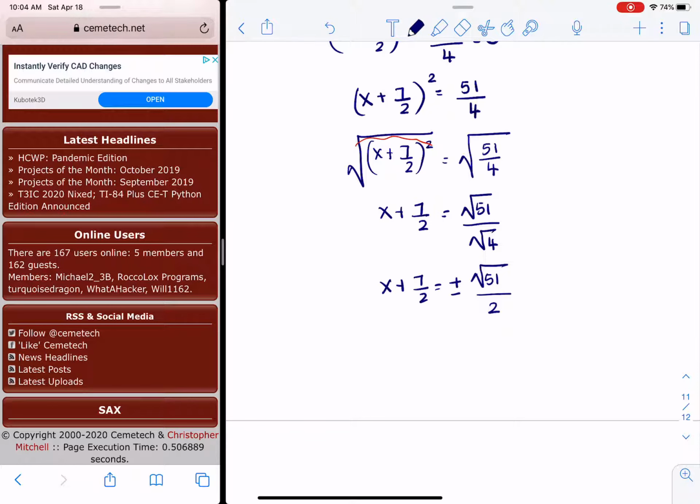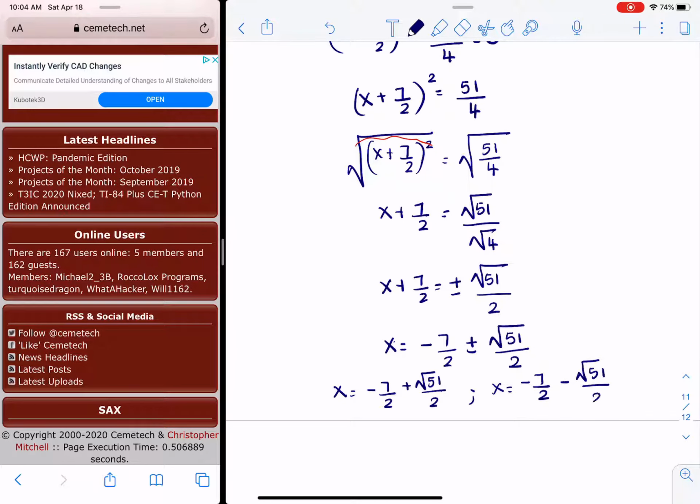And move that 7 over 2 to the other side, so we have minus 7 over 2 plus or minus square root of 51 over 2. So the two solutions are minus 7 over 2 plus square root of 51 over 2 and minus 7 over 2 minus square root of 51 over 2. And that is the process called completing the square.